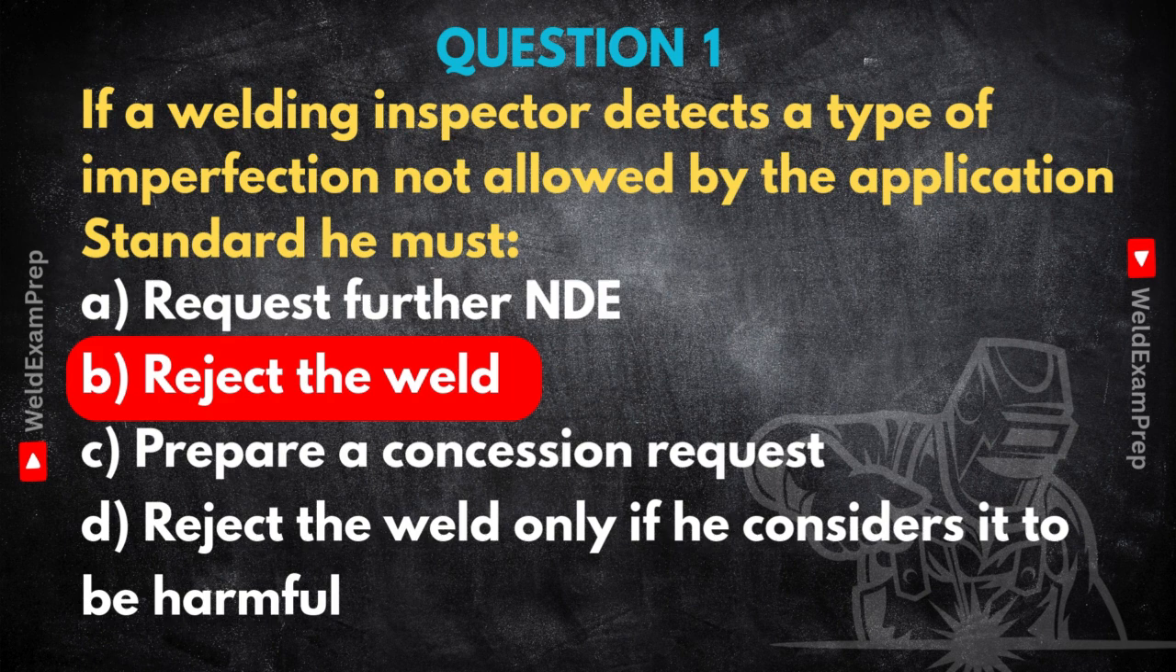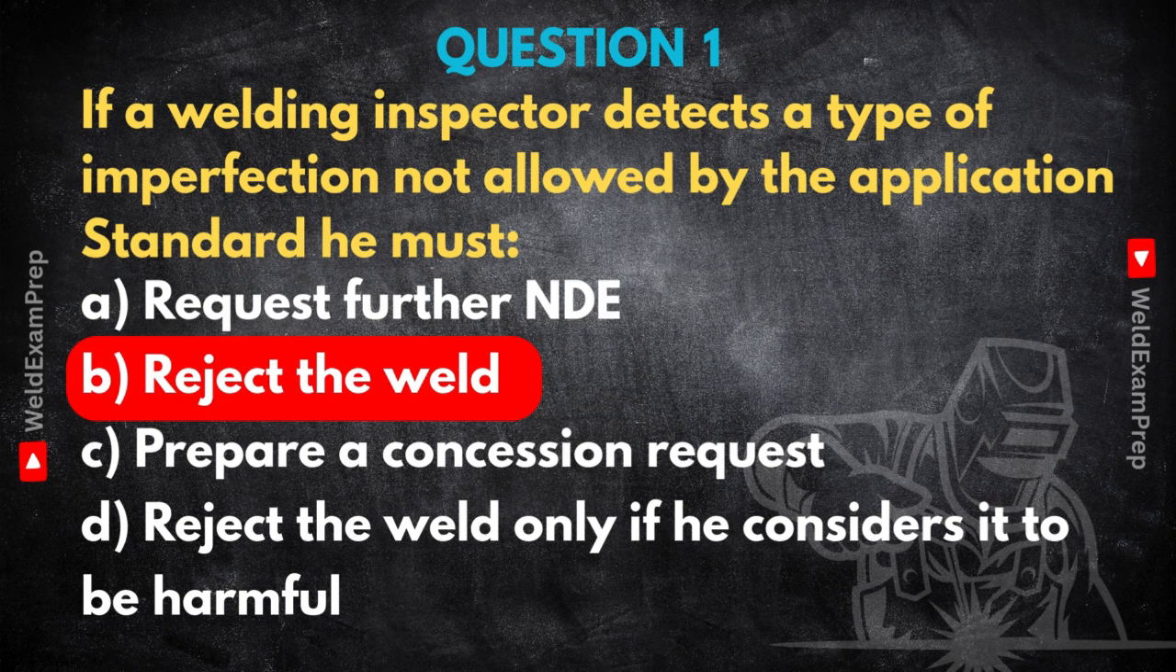Exactly. And D, reject only if he considers it harmful. Absolutely not. That defeats the whole purpose of having a standard. Standards exist precisely to remove that kind of subjective, potentially dangerous judgment. Your opinion on harmful is irrelevant if the standard says reject. That's crystal clear. The standard is the objective benchmark, removing bias. That puts a lot of responsibility on the inspector to uphold it. It does. You're guarding safety, quality, the whole industry's reputation, really.